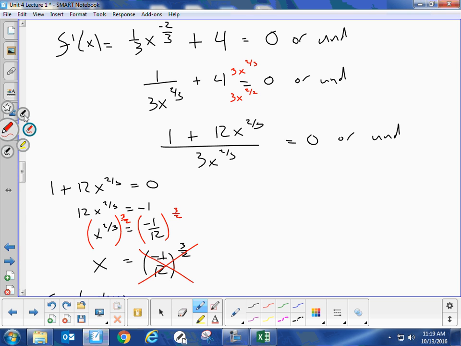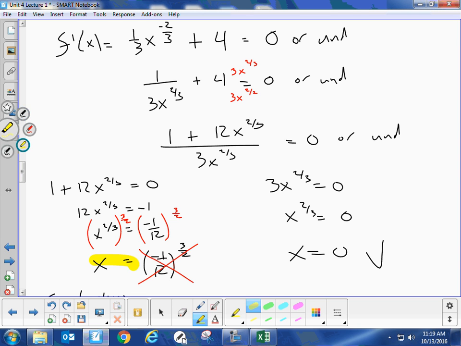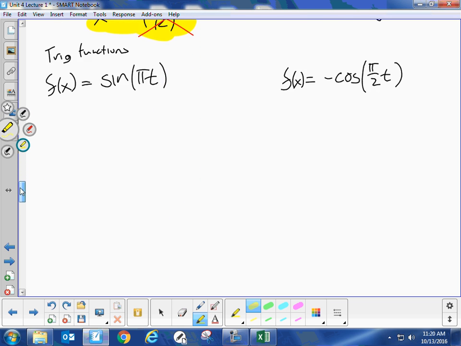Really, the other comes from 3x to the 2/3 set equal to 0. Well, you divide by 3, you take 0 to the 3/2, and you get x equals 0. So you get that one. Okay? We need to be able to do this for sure, because sometimes we will get an actual value. In this case, we can't take the square root of a negative, so we don't have to worry about it. But we need to be able to do this process with these fractional powers, which is why we did this example.